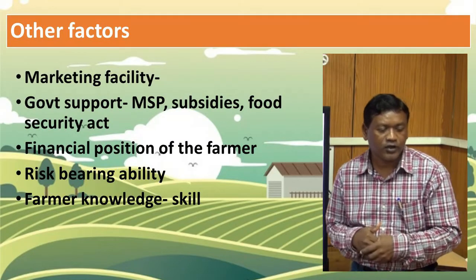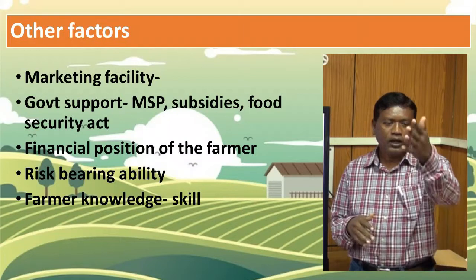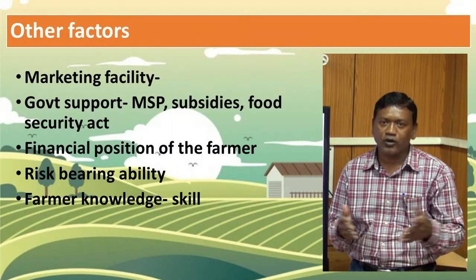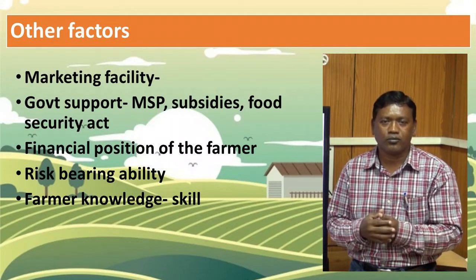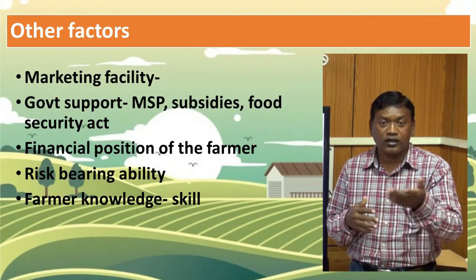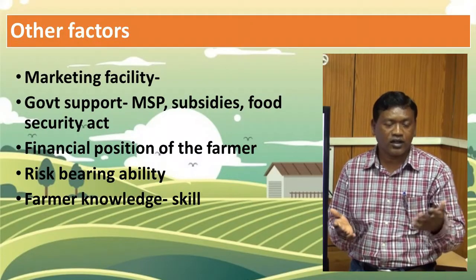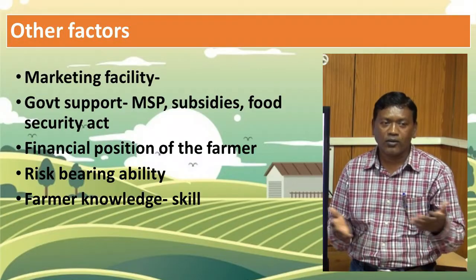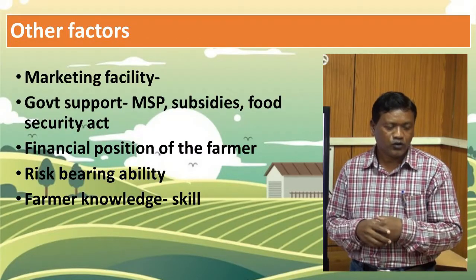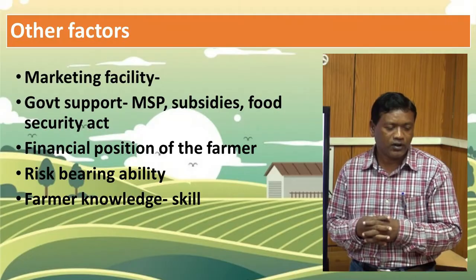Next thing is risk bearing ability. Farmers should have the risk bearing ability. If you do not take the risk, then you cannot grow the crops. If you take the risk, then you can grow. This is the challenge, and you take the challenge. If you do not take the challenge, you cannot grow the crops. So the farmers should have the risk bearing ability.